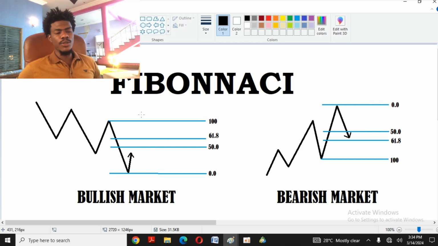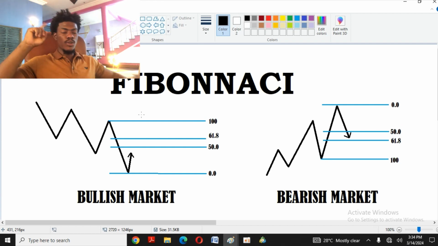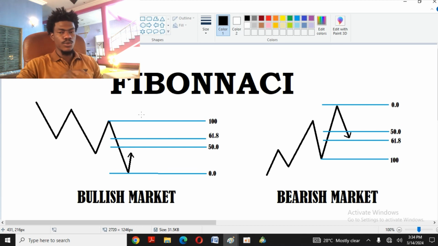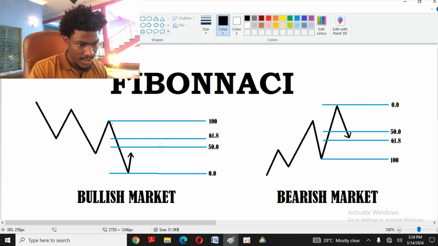So Fibonacci is a part of indicators, but it's way different, you understand? When I'm talking about Fibonacci now, I'm talking about the Fibonacci retracement. They have the Fibonacci that comes like a trend line, but the Fibonacci retracement is the most popular one, and that's the one I'm talking about. When you see Fibonacci retracement, this is what it looks like.